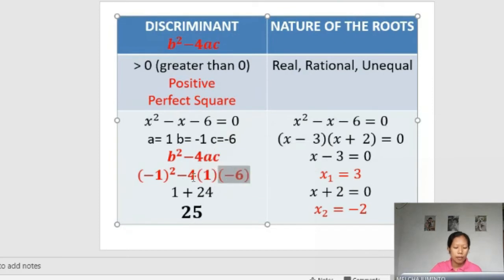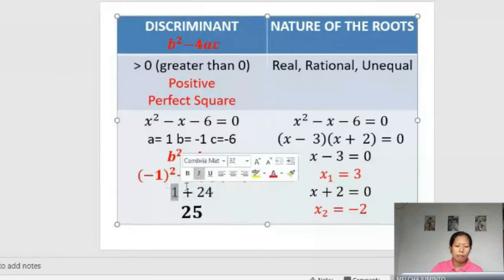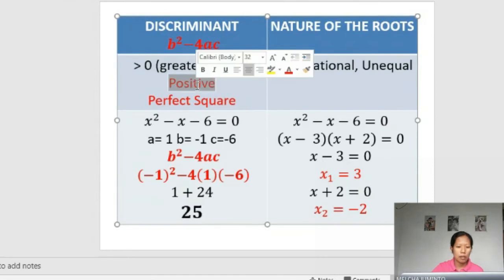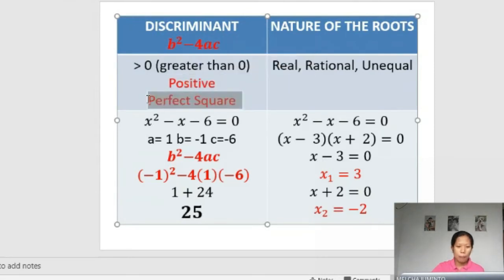Solve the expression. We have negative 1 times negative 1, positive 1. 4, which is negative, times 1, negative 4. Negative 4 times negative 6 is positive 24. And add 1 plus 24, the result is 25. The discriminant here is 25. 25 is greater than 0 because it is positive. And it is a perfect square because we all know that 5 times 5 is 25.